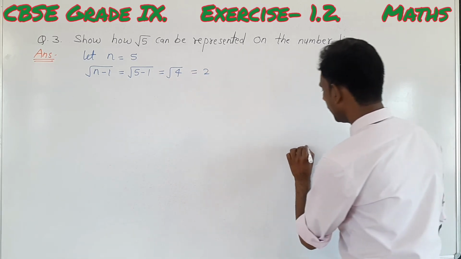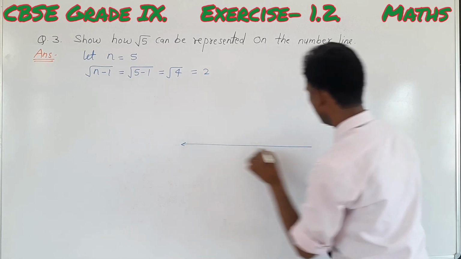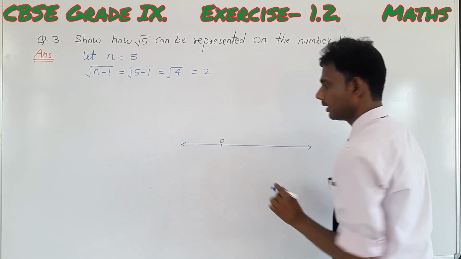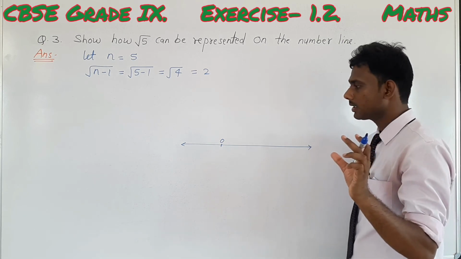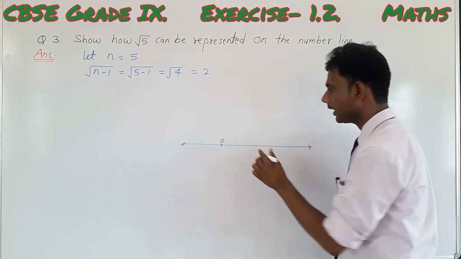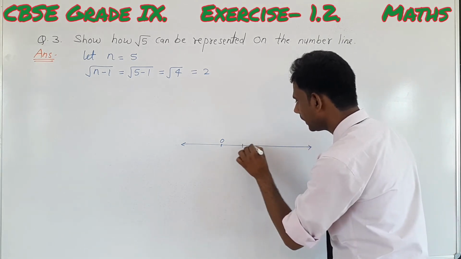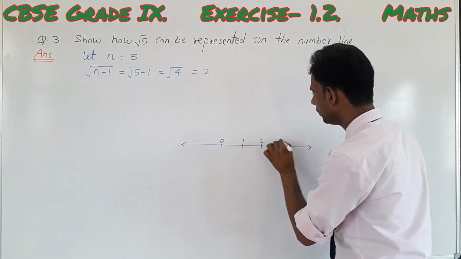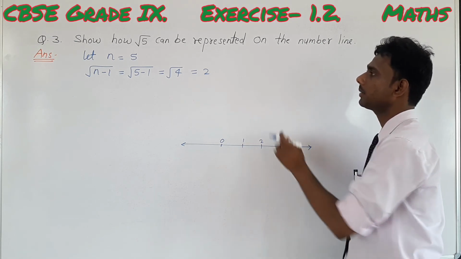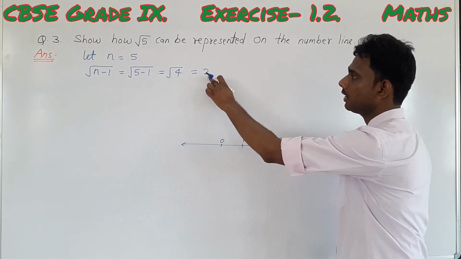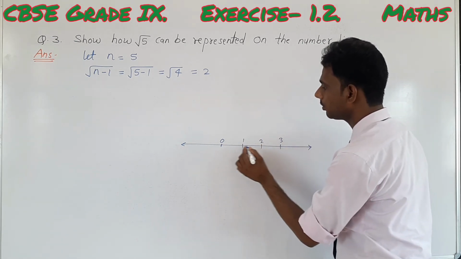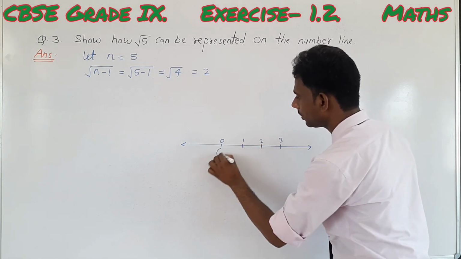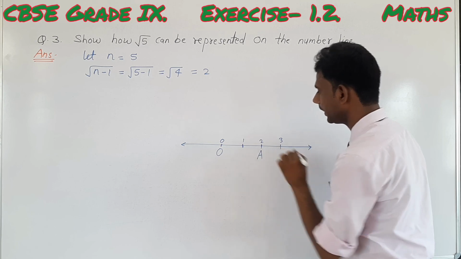Now we draw a number line. This is the number line. This is a fixed point 0. Now in a compass we take 1 unit distance and mark 1 unit, 2, 3. Now first of all, this is the 2. Where is 2? This is 1 unit and this is 2 units. Suppose this is the point O and this is the point A.